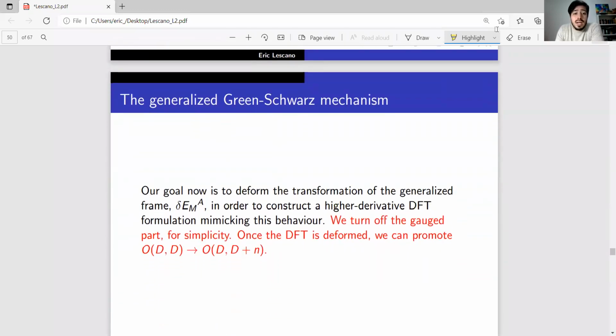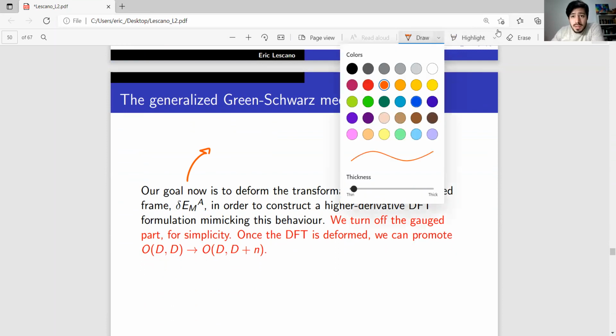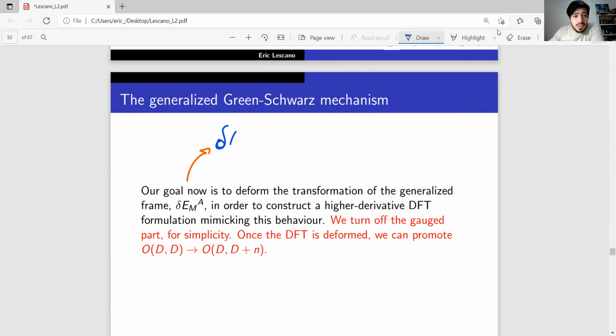Our goal now is to deform the transformation of the generalized frame, this transformation over here. The transformation of the generalized frame is this, the transformation of this object. We are going to turn off the gauge part. Now these indices are the ordinary ones. We are working in ODD, just for simplicity. This transformation is the Lie derivative of this object, the generalized Lie derivative, plus a Lorentz transformation.